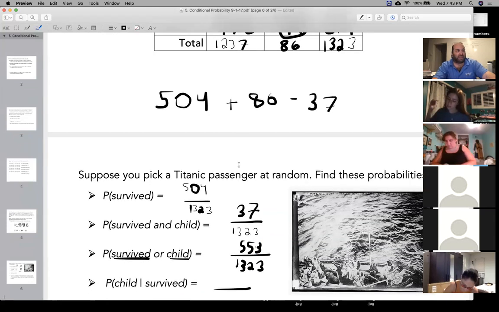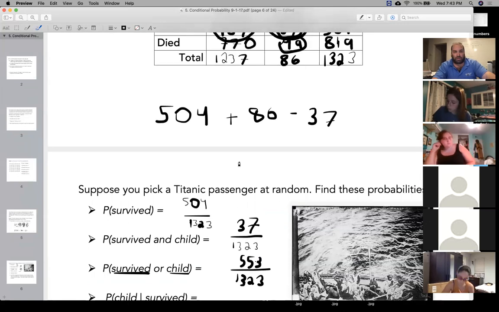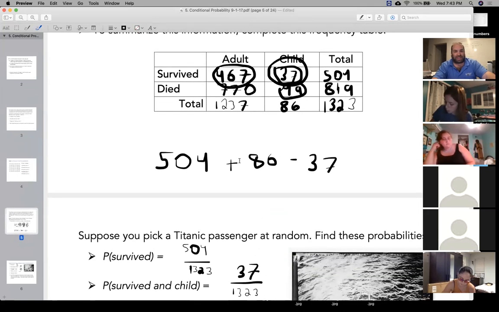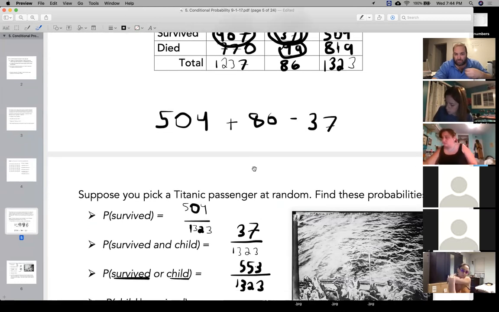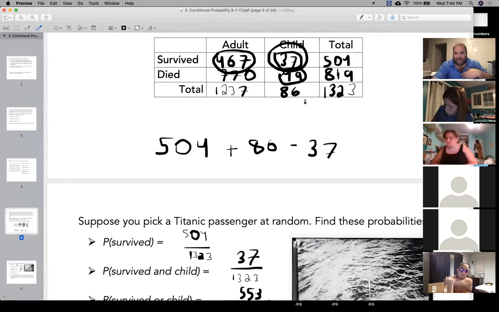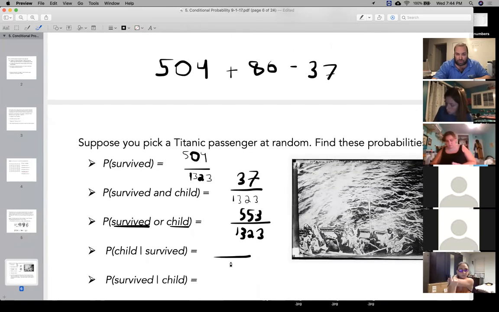Because it's given that they survived, what is my denominator going to be? Not 86, I'm sorry, 504. The denominator is the given. The given is survived. How many survived? 504.